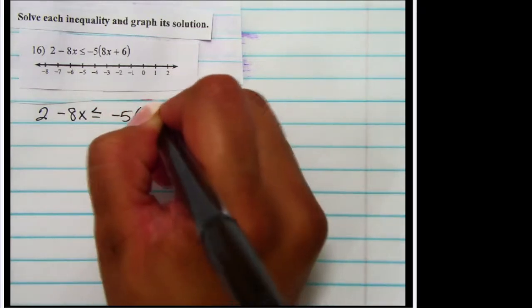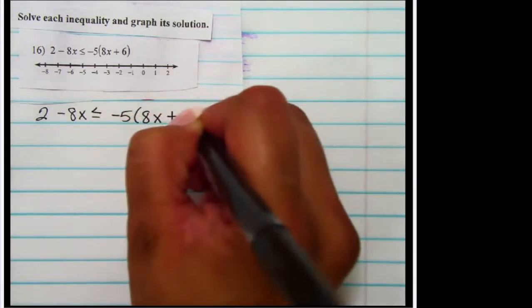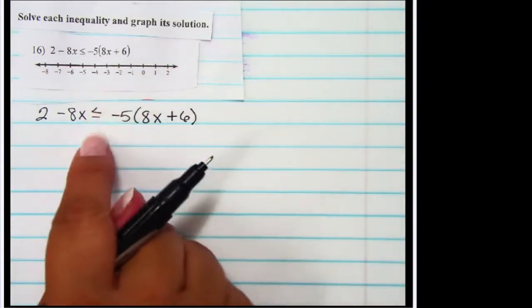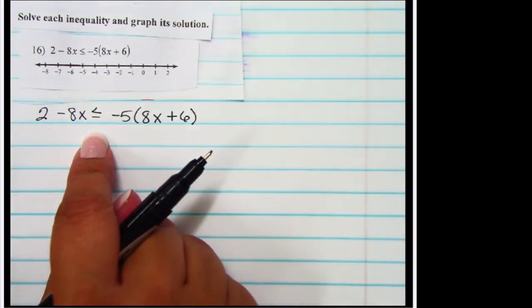Hi, welcome. In this example, we're going to be solving an inequality and then graphing its solution. The thing to remember about solving inequalities is treat them exactly like equations. The only difference is if you ever multiply the entire inequality by a negative number, you need to change the direction of the inequality symbol.